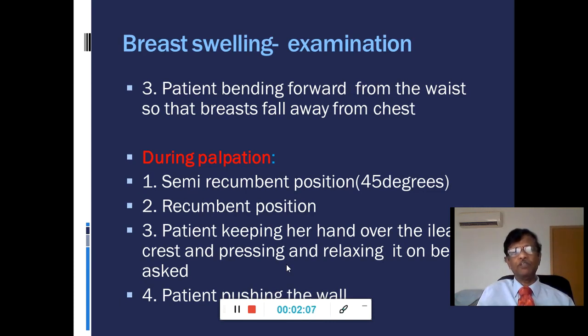During palpation, a semi-recumbent position and a recumbent position will also be used if the patient is shy to sit. The patient keeps her hand over the iliac crest, pressing and relaxing on demand when asked. That also will be helpful to know whether it is fixed to the pectoral muscle or not. The patient pushing the wall and being examined will tell whether the swelling is fixed to the serratus anterior. The semi-recumbent or recumbent position will be helpful if you want to test whether the swelling is cystic or solid.